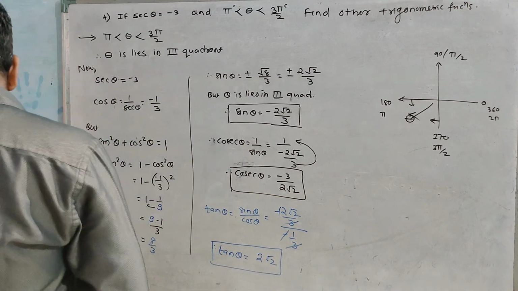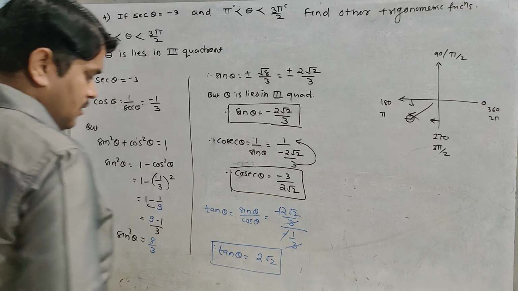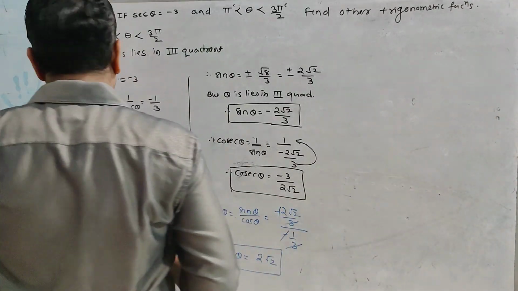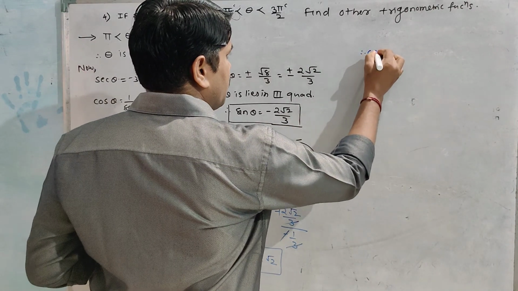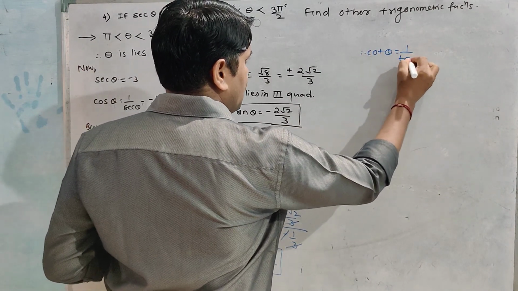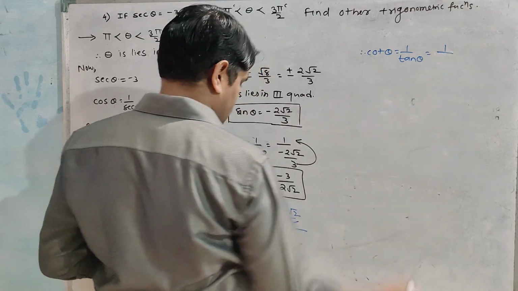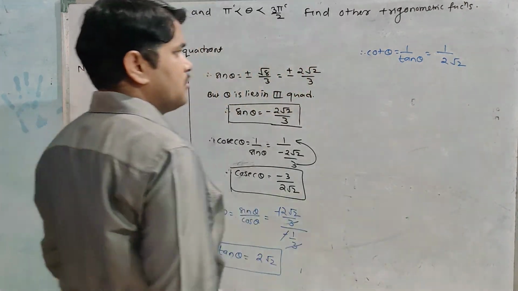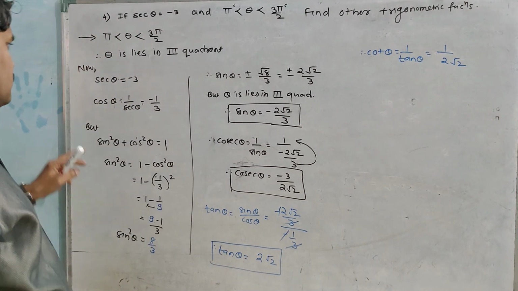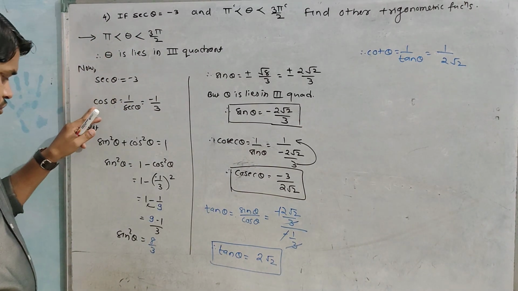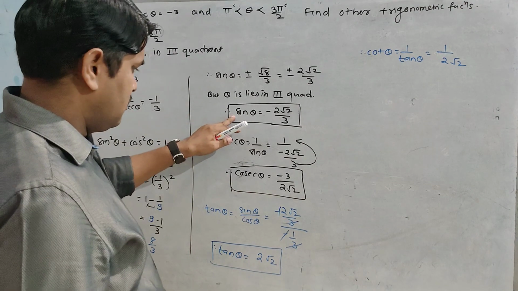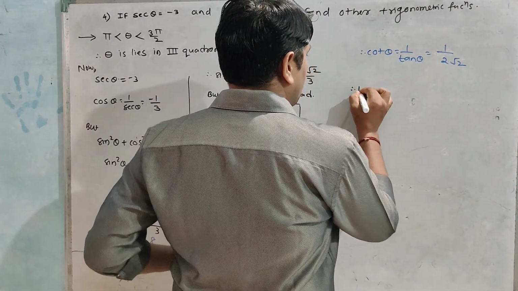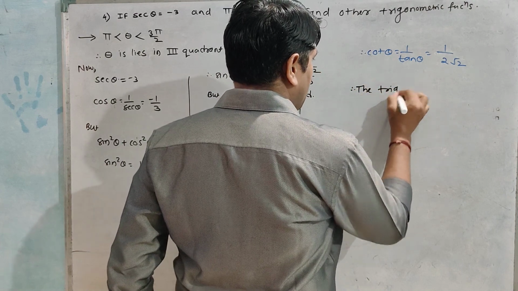If we have tan theta, by using the reciprocal we get cot theta. So cot theta is equal to 1 upon tan theta. So 1 upon tan theta is how much? It is 1 upon 2 root 2. So this is our set of trigonometric functions: first sin, then cos, tan, then cosec, sec, and cot, six in all.